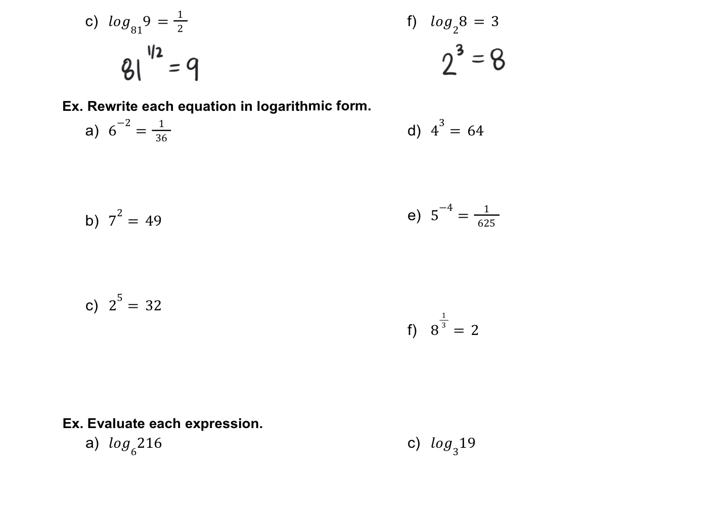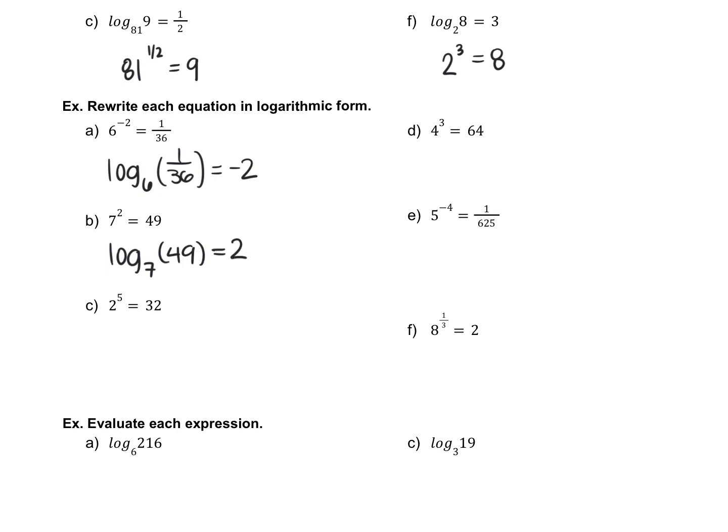Our second set of examples is converting from exponential form to logarithmic form. So 6 to the -2 equals 1/36. Log base 6 of 1/36 equals -2. For B, 7 squared equals 49. Log base 7 of 49 equals 2.